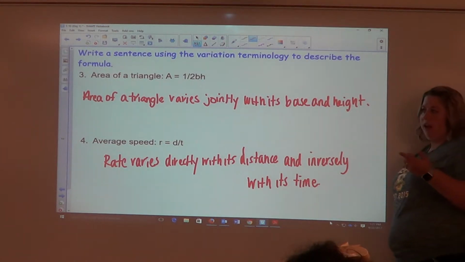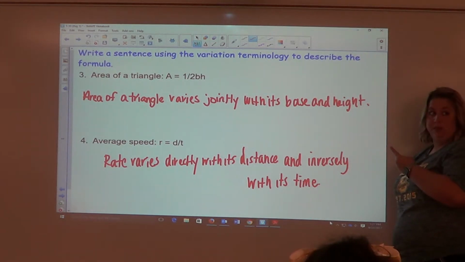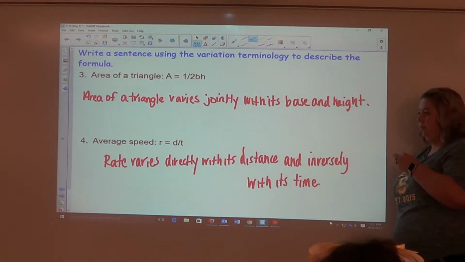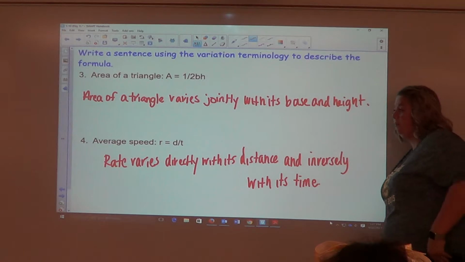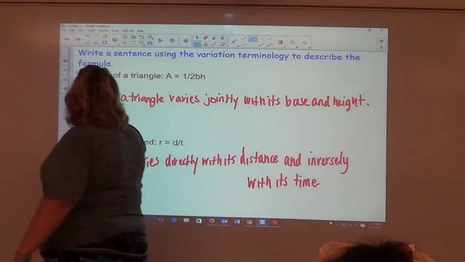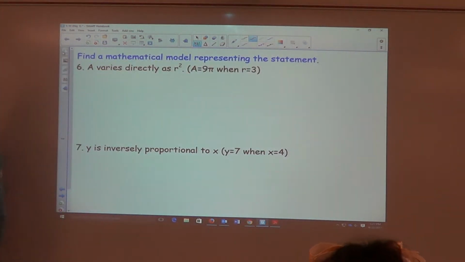So we've done writing the equation where you don't know K, and you describe the sentence. Okay, and one more part. It's technically the hardest part, but I don't really think it's hard. Okay, we're going to find a mathematical model representing the statement. Now we're going to have things that we can plug in. These are our last 2 examples.